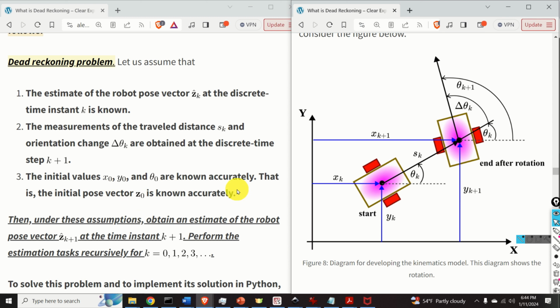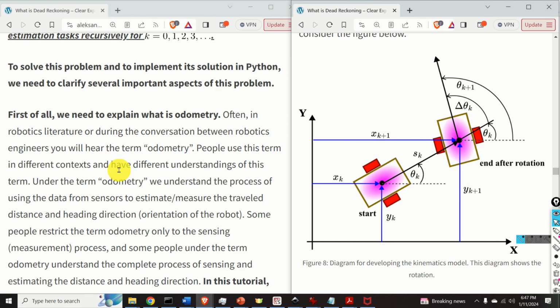Then, under these assumptions, obtain an estimate of the robot pose vector zk plus 1 hat at the time instant k plus 1. Perform the estimation tasks recursively for k equal to 0, 1, 2, 3, etc. To solve this problem and to implement its solution in Python, we need to clarify several important aspects of this problem.